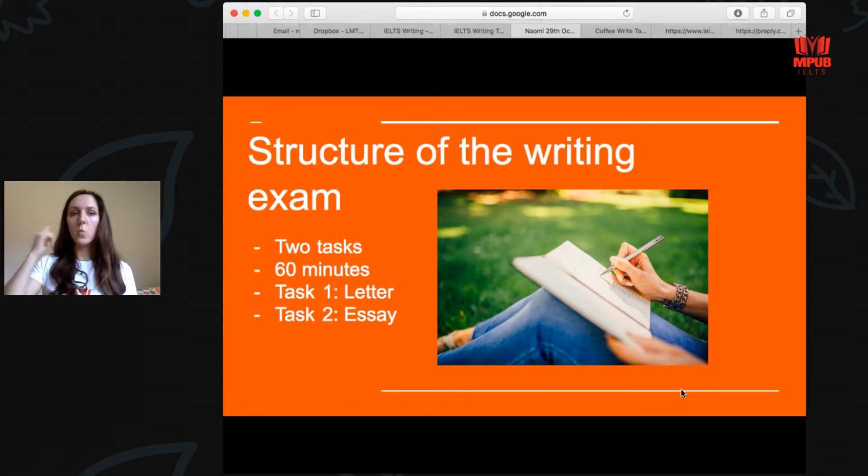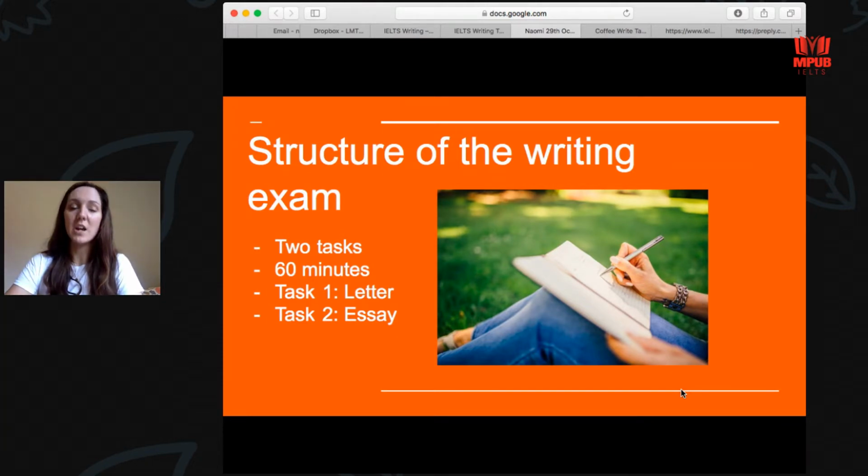So with that in mind, how long should we be spending on each task? We should be spending approximately 20 minutes on task 1 and 40 minutes on task 2. You can get your watch. You're allowed to bring watches into exams, not your phone. But get your watch time, 20 minutes. Be strict with yourself, because the last thing you want is to be left with no time to check your work.